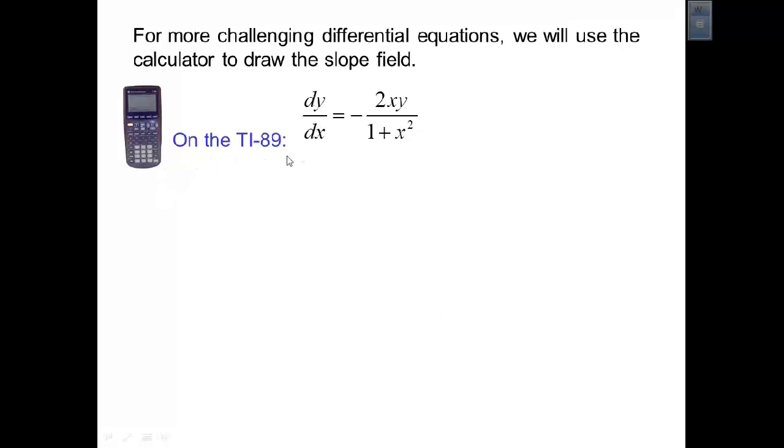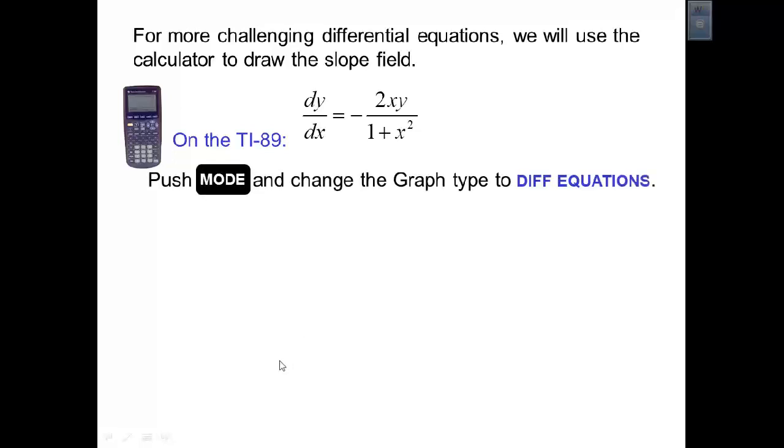So on the TI-89, if you want to see the slope field, you're going to have to make some changes to the graph. You're going to go to the mode and change the graph type to differential equations. Now this does not work for the 84.